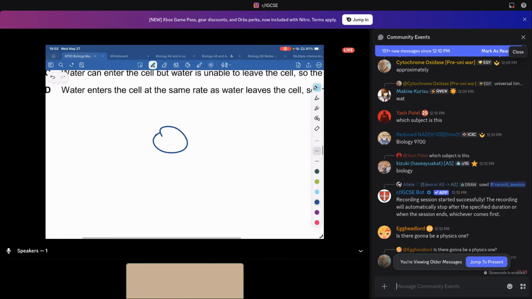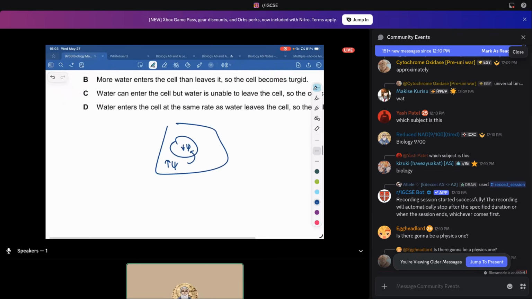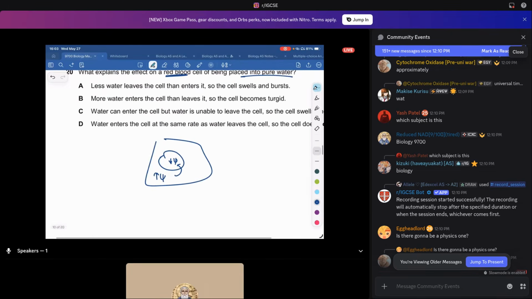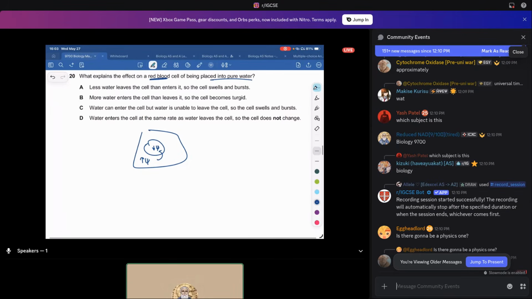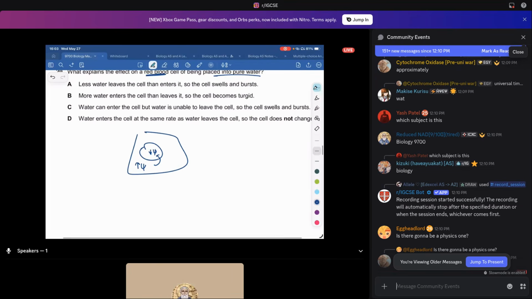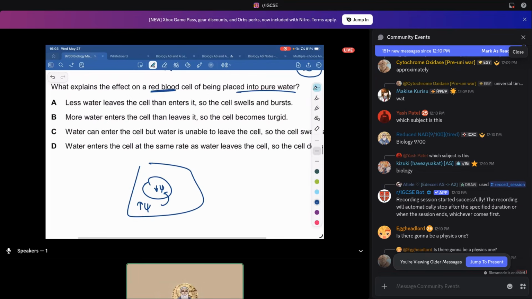What is the effect of a red blood cell being placed into pure water? Here's the cell and here's the water. Now, pure water has very high water potential and the red blood cell has low water potential. So water moves in by osmosis from high water potential to low water potential. And again, this is net, so not all the water enters and not all the water leaves. Most of the water enters and some leaves. A lot enters and some leaves.